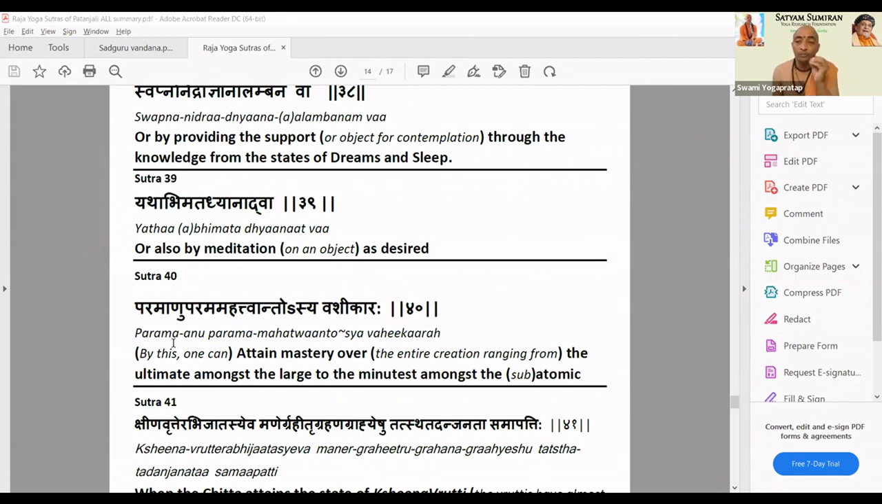That any object, you pick up one object, stick to it and keep on working on that object over a period of time. It will take you to the ultimate. Clear.